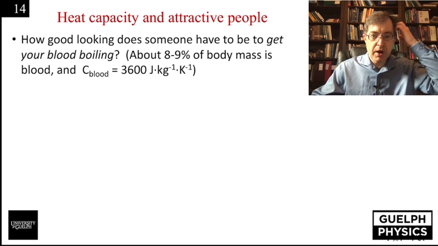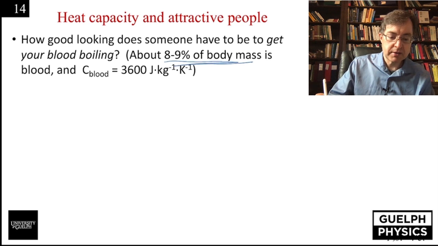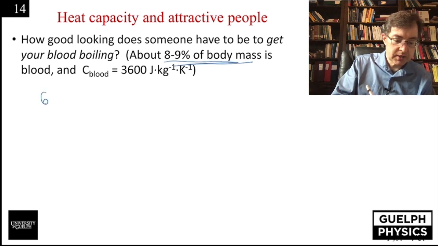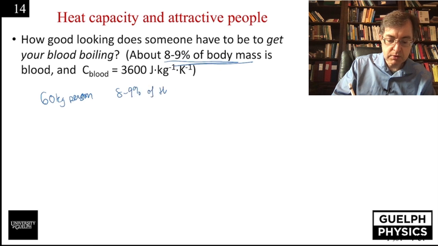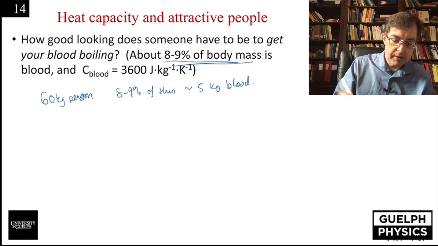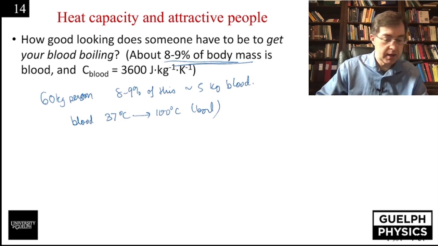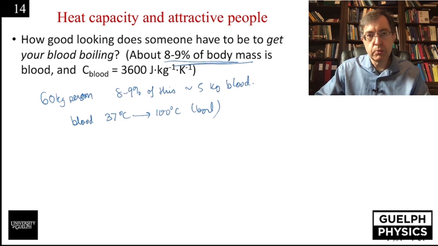Okay. So given that, let's do this problem. How much heat does it require to boil your blood? It says here that 8 to 9% of the body mass is blood. So if you're a 60 kilogram person, then 8 to 9% of this is about 5 kilograms of blood. You want to bring the blood from 37 degrees Celsius all the way to 100 degrees Celsius, where the blood will boil. We'll treat the blood as essentially water. You're boiling off the water.